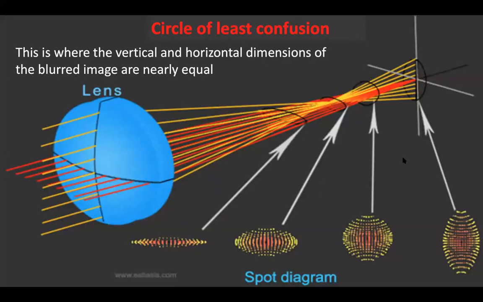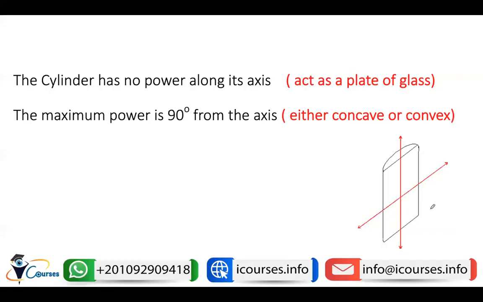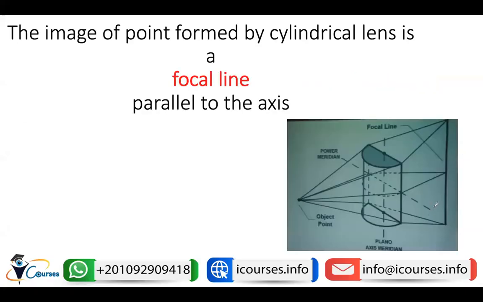Here, this is the toric lens, and you can see that the toric lens is forming two line foci. This is the first one, and this is the second one. They are perpendicular to each other. The cylinder, as we mentioned, has no power along its axis, and the maximum power will be at 90 degrees from its axis. Let's see this illustration, which will summarize it all.